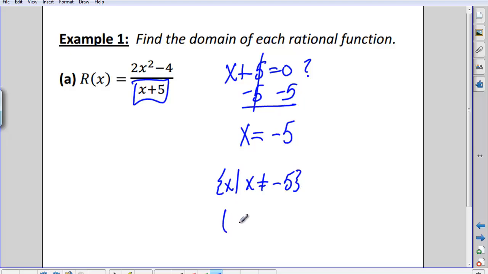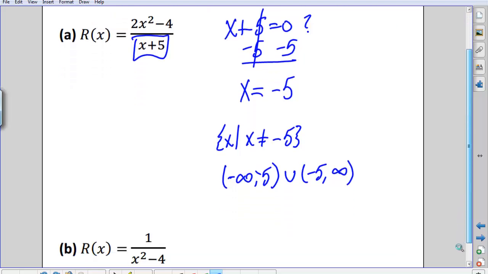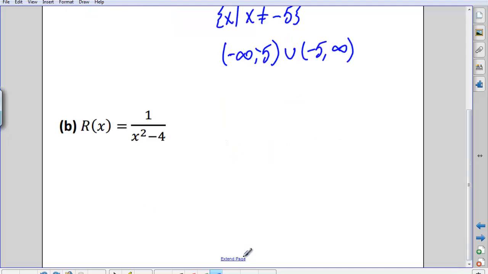Or remember, we can also use an interval: from negative infinity to negative 5, joined with negative 5 to positive infinity, is the other way we can write that answer. So two ways to write that. Both are correct. Just pay attention in the homework. Make sure that you answer it in the way that the homework's asking.